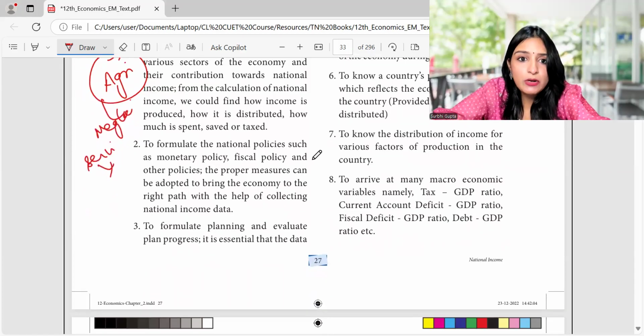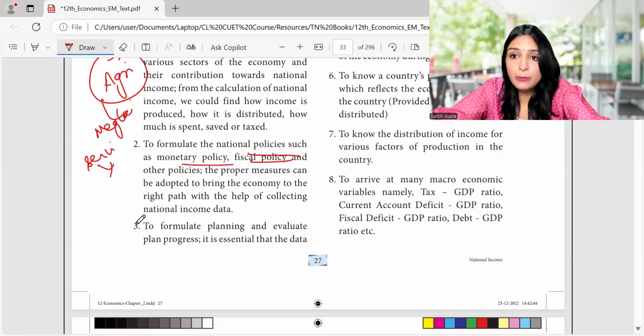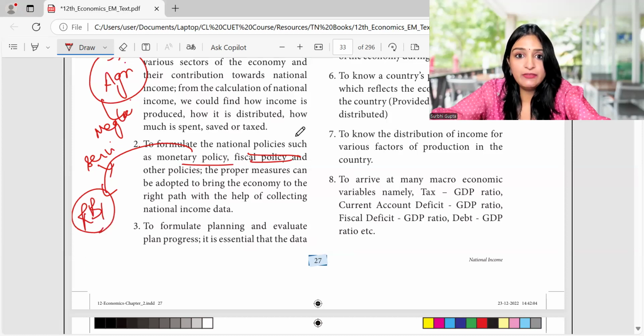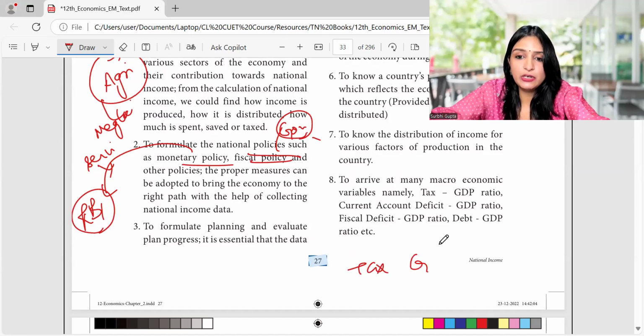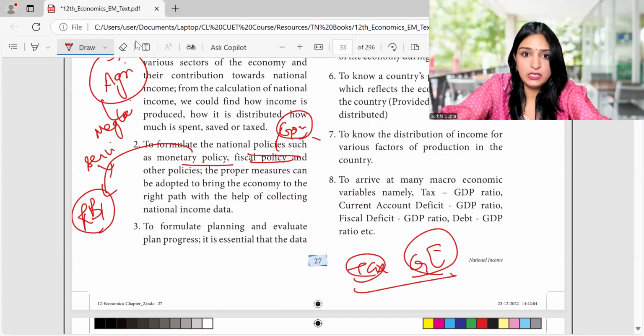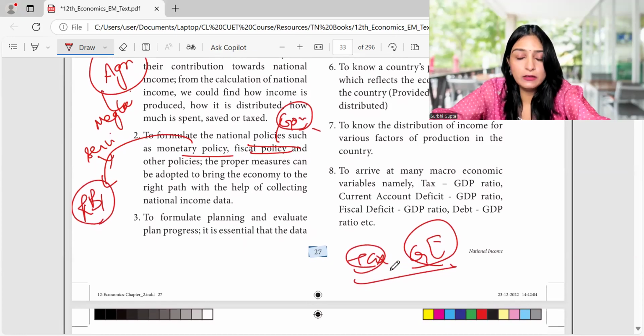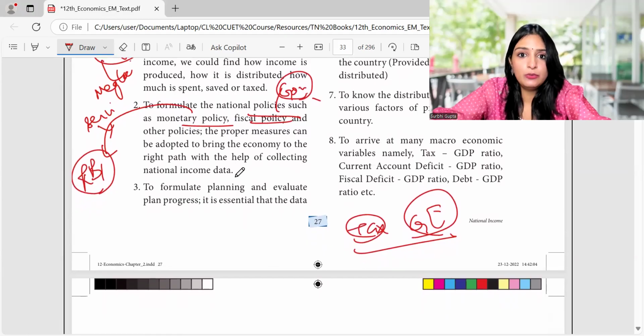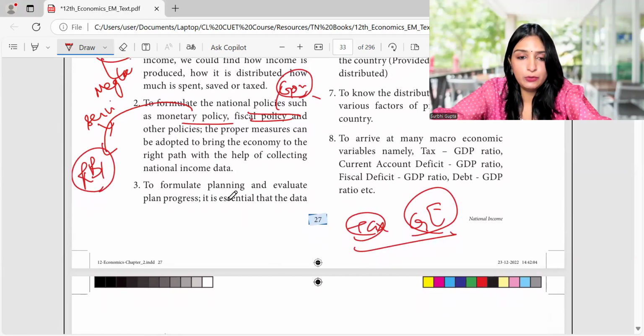Next, to formulate national policies. National income is important to estimate because it helps to formulate national policy such as monetary policy and fiscal policy. What is the difference between monetary and fiscal policy? Monetary policy is decided and generated by the RBI or the central bank of any country, and fiscal means government, so fiscal policy is the government's policy by changing the tax structure or government expenditure. To do that, national income is important, to know the current status of the GDP growth rate.